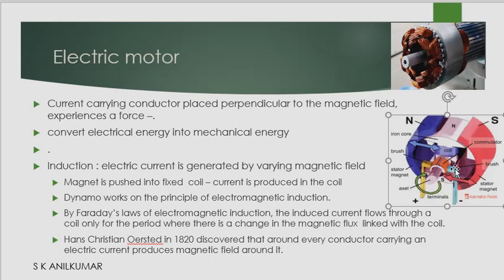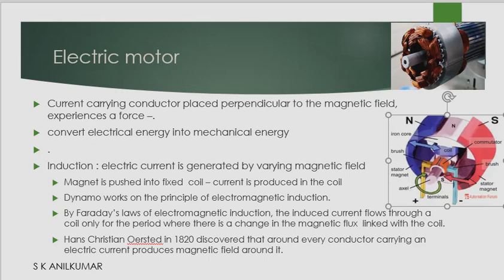Faraday's law says induced current flows through a coil only for the period during which there is a change in the magnetic flux linked to the coil, a change in the extent of the magnetic field. So when the changes in magnetic field happen, electricity is generated. When changes in electric field happen, magnetism is generated.